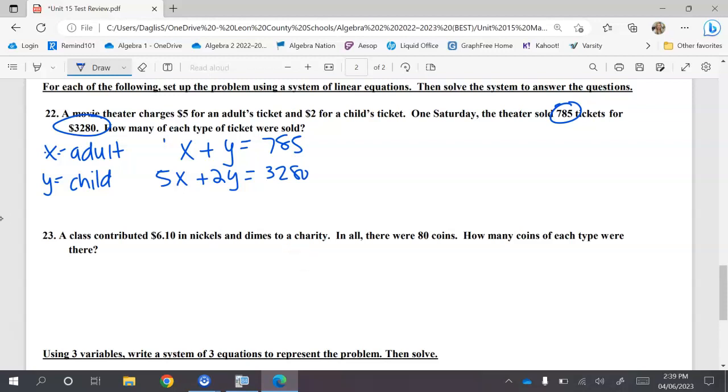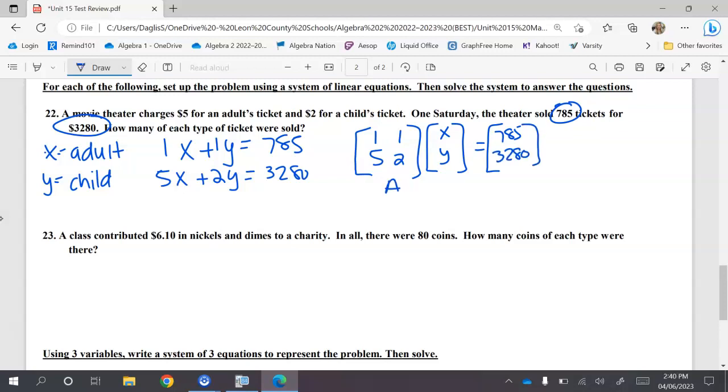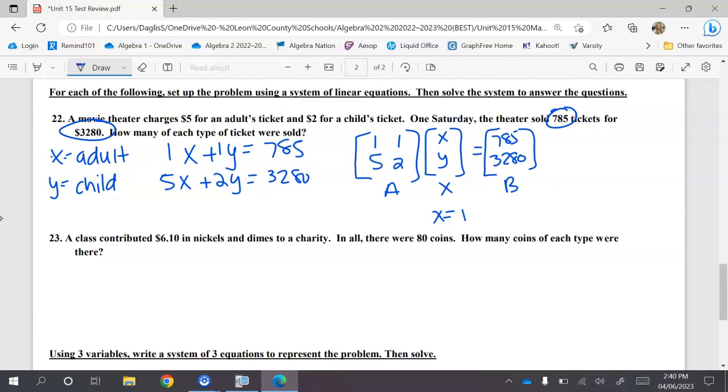So now that I have my equation set up, I can make my matrix equation. My coefficients, remember there are ones right here, so my coefficient matrix is 1, 1, 5, and 2. My variable matrix, I used x and y. And then our solution matrix is 785 and 3280. This is A, matrix X, and matrix B. So remember, we can't divide by matrices. I can't divide A to the other side. Instead, what we do is multiply by the inverse matrix of A. That's our way of dividing.